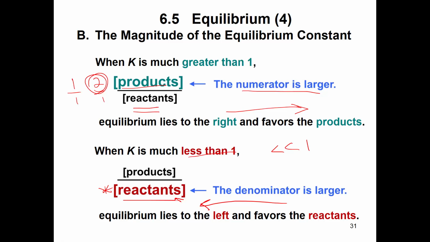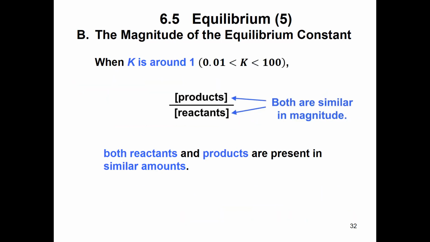If the K is large, greater than 1, then that means that the products are higher concentration than the reactants, so it's moving towards the right. So when K is around 1, that means that your products and your reactants are both about the same, and so they are at equilibrium.